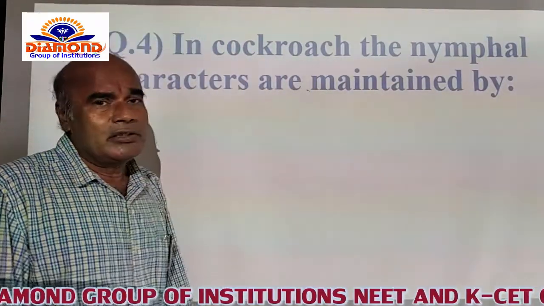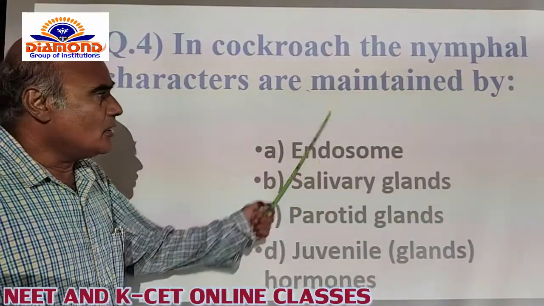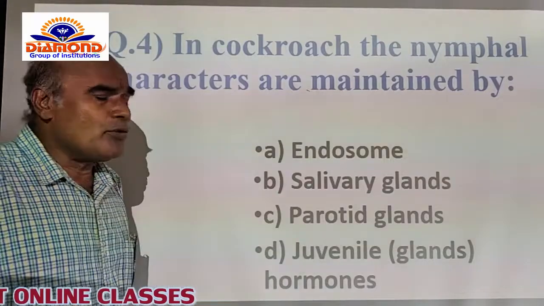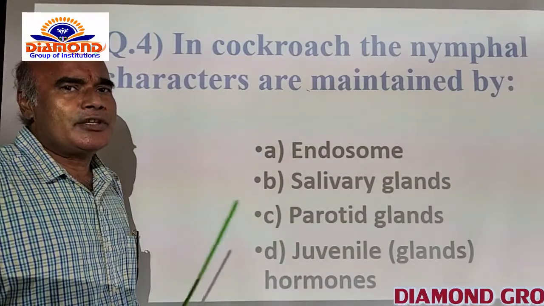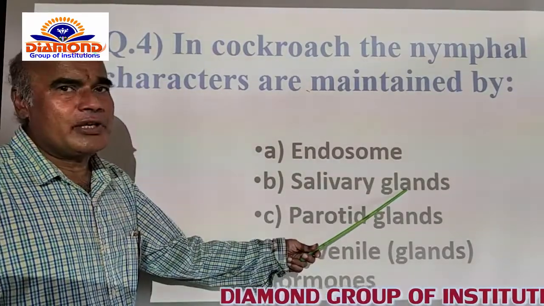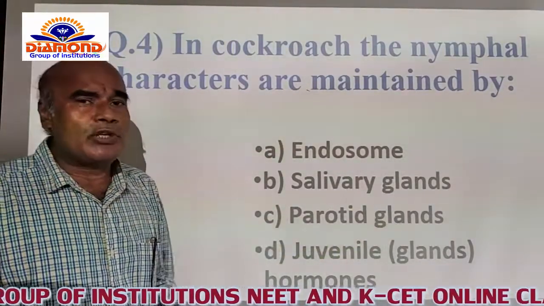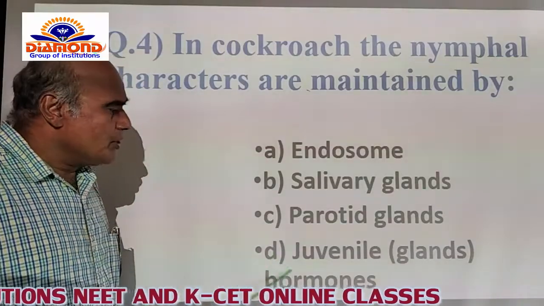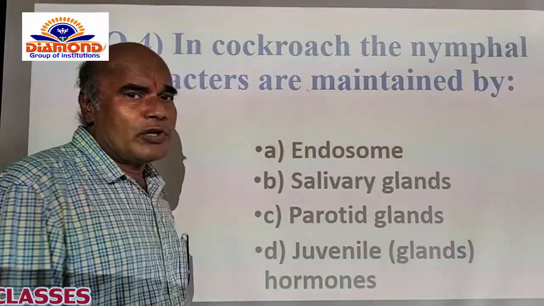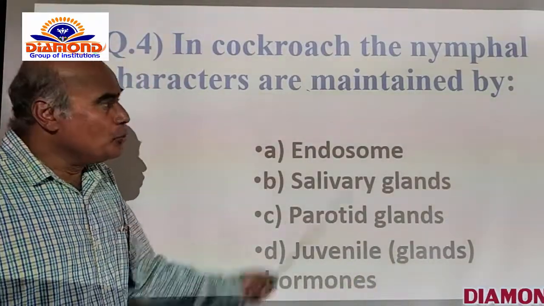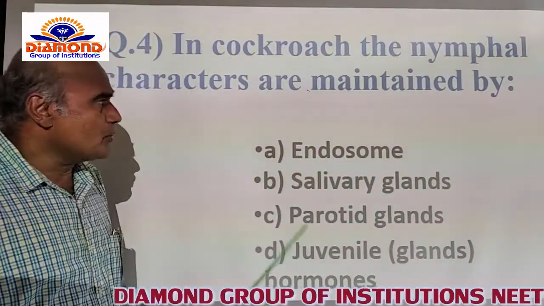Now the options are given like this. Endosome, of course, is not concerned with this, and the salivary gland. The salivary glands only look after the secretion of saliva, which helps in the digestion or partial digestion of carbohydrates or starch. Parotid glands are also one among the salivary glands of mammals. Whereas D, the juvenile glands, look after the secretion of the juvenile hormones which maintain the nymphal characters of the cockroach. So D option is the correct option for this question.